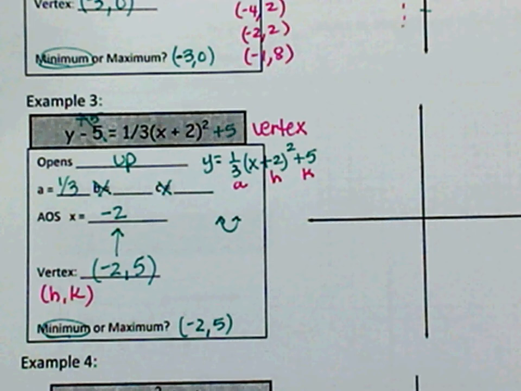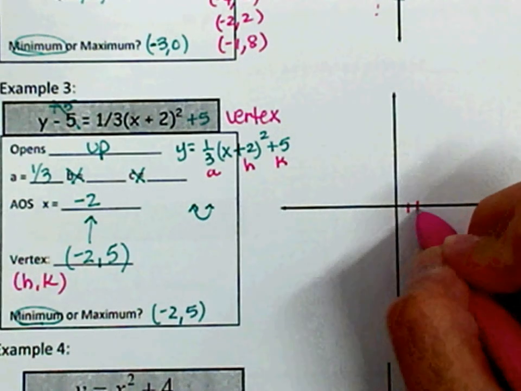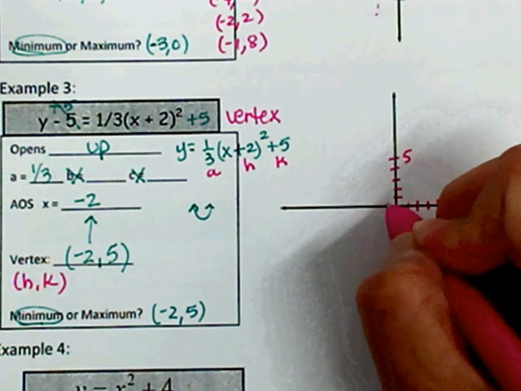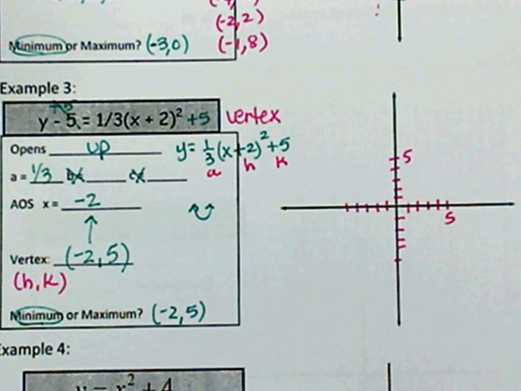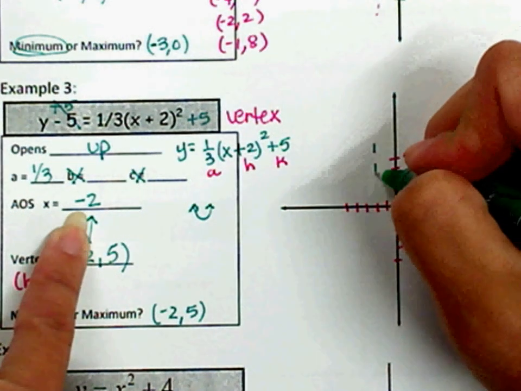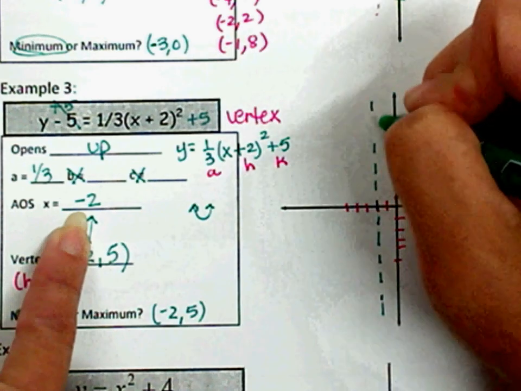Remember to label. 1, 2, 3, 4, 5 on each axis, positive and negative. All right. Axis of symmetry, negative 2. Okay? Vertex, negative 2, 5.